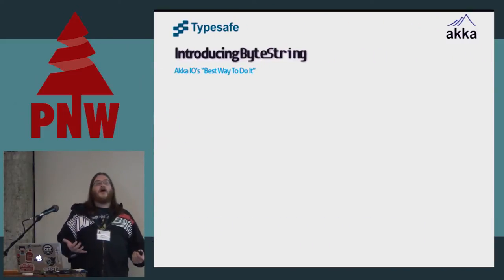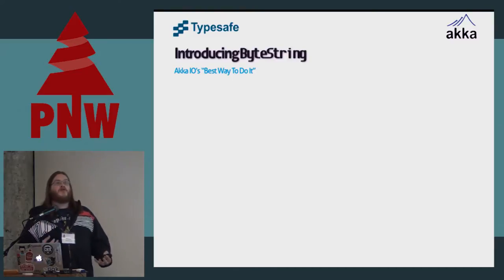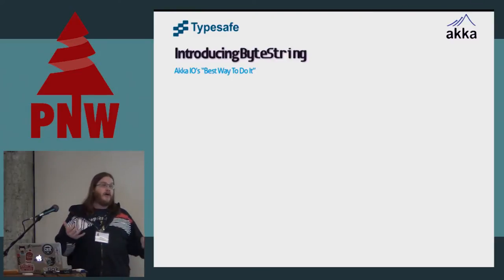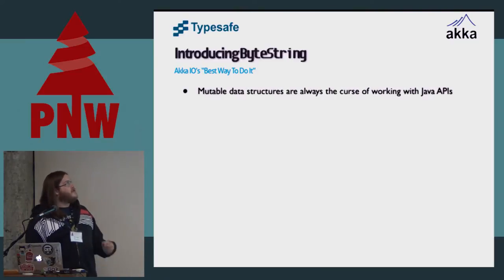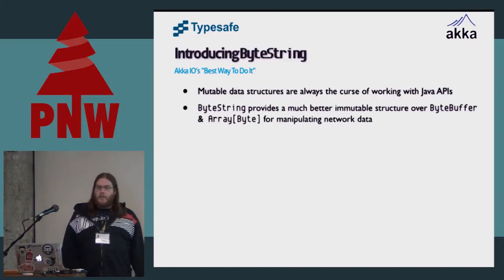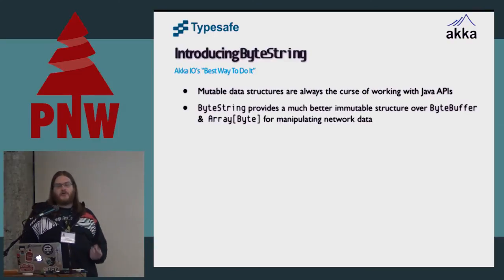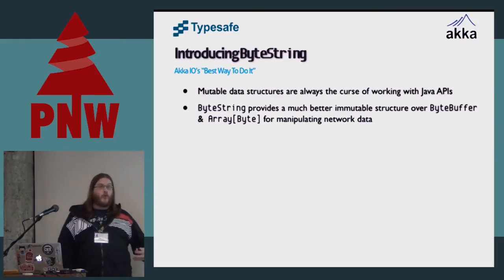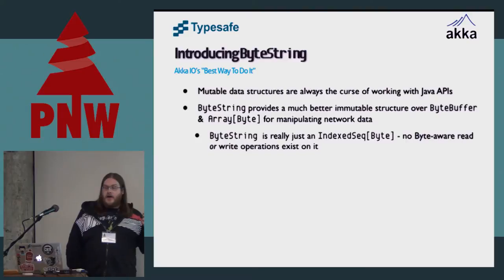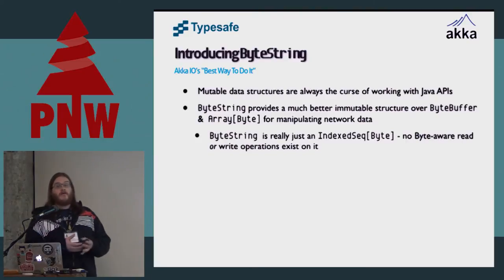Now, Akka IO introduces an even better way to do things that fits into our Scala world, known as Akka IO's ByteString. This is because mutable data structures are sort of the curse of working with Java APIs. We want to avoid them. So ByteString is an immutable structure that can have byte buffers or arrays of bytes under it for manipulating network data. It's really just an index seek of bytes.